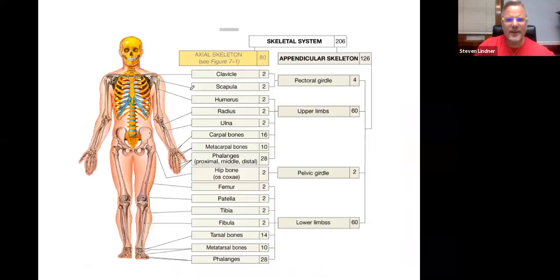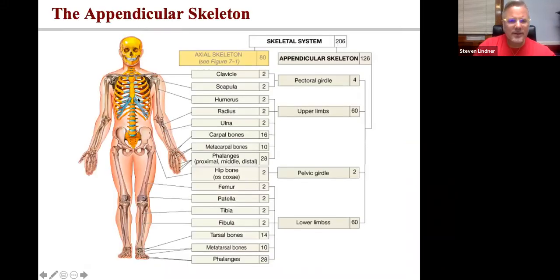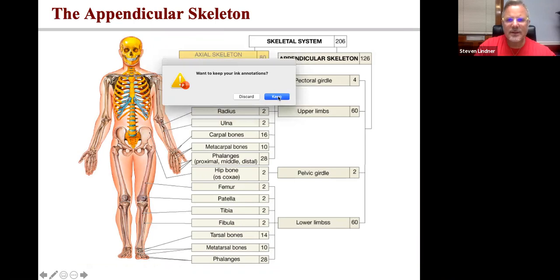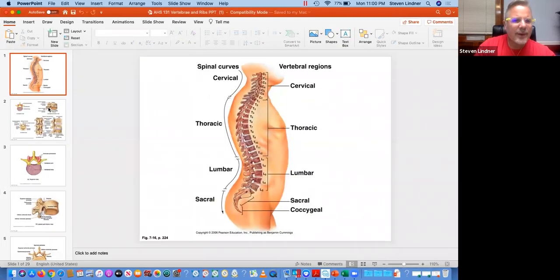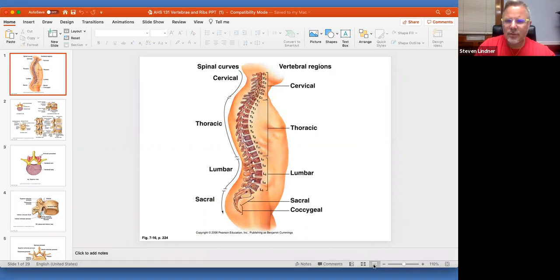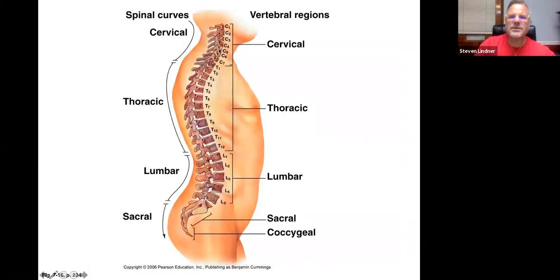Okay, before we get into the appendicular, let's see if I can get out of here. And I want to go into this PowerPoint, which is going to show the spine again. So we can see the cervical lordosis, thoracic kyphosis, lumbar lordosis, and sacral kyphosis again. How do these curves form? So when you're a baby and you're in your mother's womb, there's only one curve. It is called a primary curve.